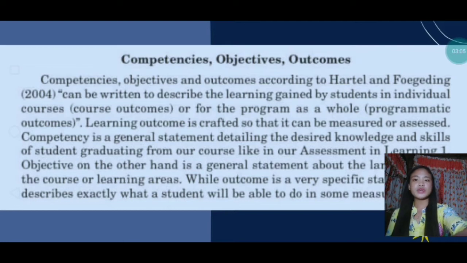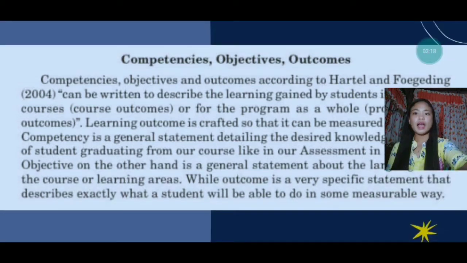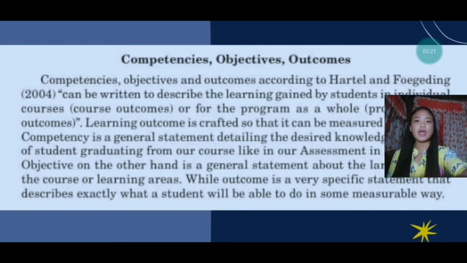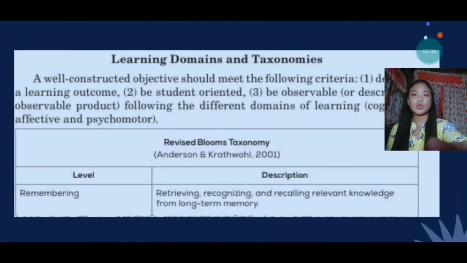A competency is a general statement detailing the desired knowledge and skills of students graduating from our course, like in our Assessment in Learning 1. Objectives, on the other hand, are general statements about the larger goals of the course or learning areas, while an outcome is a very specific statement that describes exactly what the student will be able to do in some measurable way.